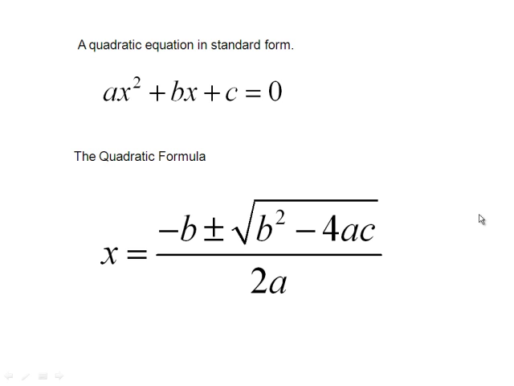Now, if we were to take this quadratic equation in standard form and perform completing the square, just using the variable terms, the result would be the quadratic formula. And the quadratic formula is written below. It's x equals negative b plus or minus the square root of b squared minus 4ac, all of that over 2a.